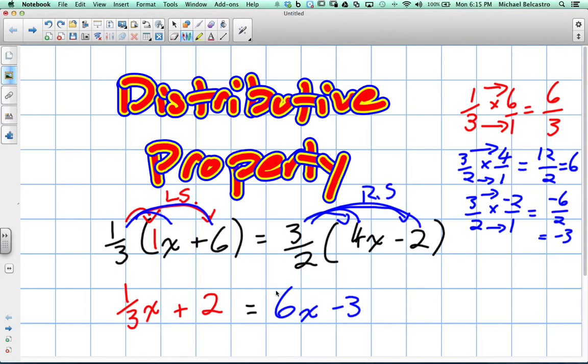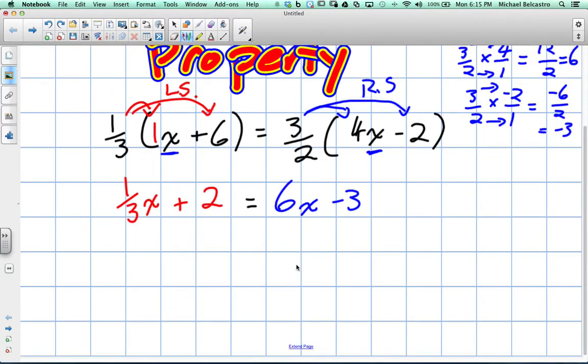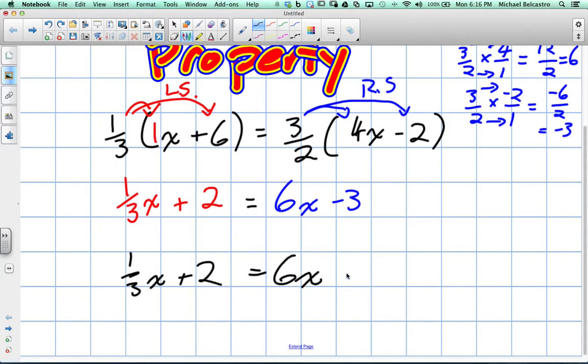Distributive property is always taking the number on the outside and bringing it in. The second part, though, is because technically I can solve for x. That's going to be my goal here. I'm going to try to solve for x. So let's scroll down this page a little. I'm going to rewrite everything in black so it's a little easier to look at. 1/3 x plus 2 equals 6x minus 3.